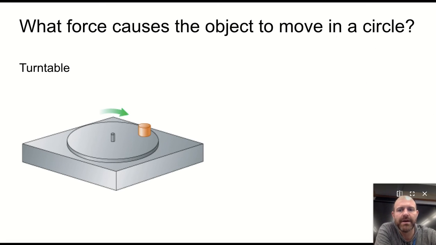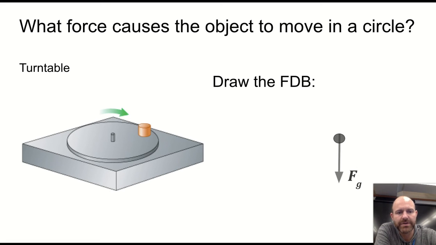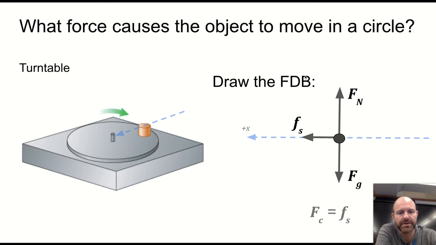If you have a turntable, a record player or something like that, and you place a mass on it, what force causes the object to move in a circle? Well, we've got to draw our free body diagram first. I'm going to always draw it looking at the object tangent, into the page. So there's a gravitational force down and a normal force up that are perpendicular to the path of motion. And then there's a static frictional force pulling it in, keeping it from sliding off the turntable. As it accelerated, there was probably also a force tangent to the circle, but we're not interested in that for this particular discussion.